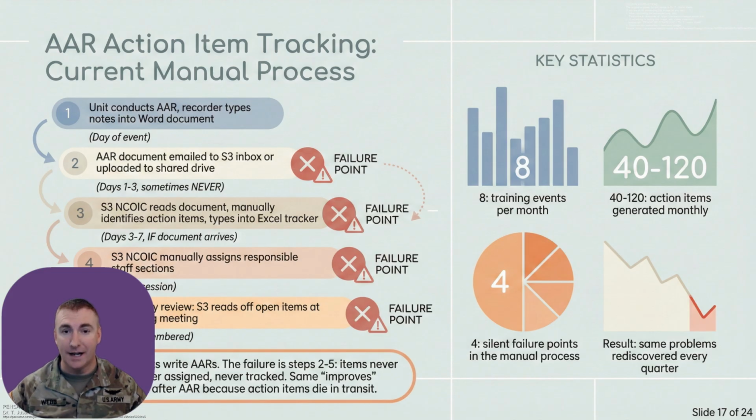Every unit writes AARs. The failure is not generating action items. The failure is tracking them. 8 training events per month, 5 to 15 action items each, 40 to 120 items monthly. The current process has 4 handoff points, and each one is a silent failure. The AAR gets emailed to the S3, maybe. The S3 NCOIC reads it and types items into Excel, maybe. The same problems reappear quarter after quarter because action items die in transit. Now watch what happens when you automate those 4 failure points.